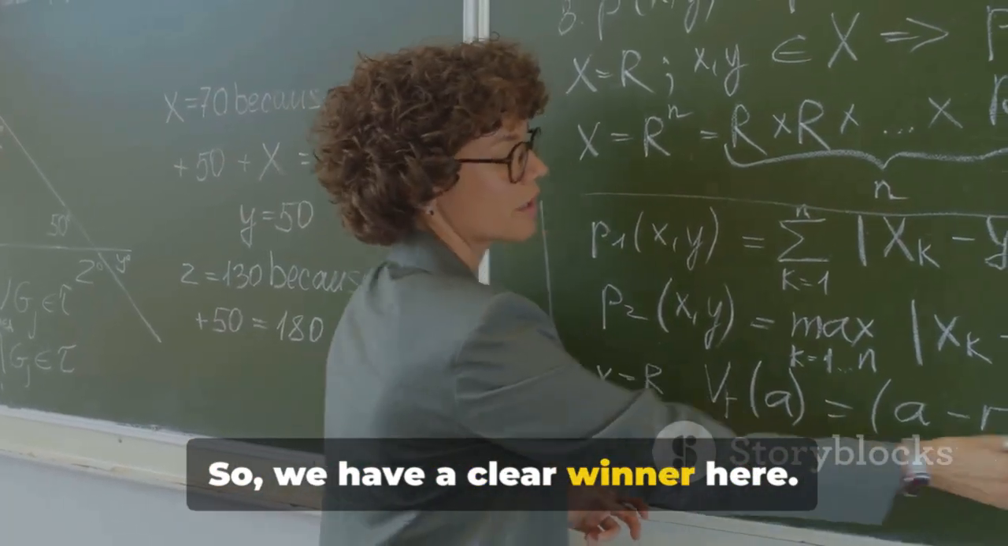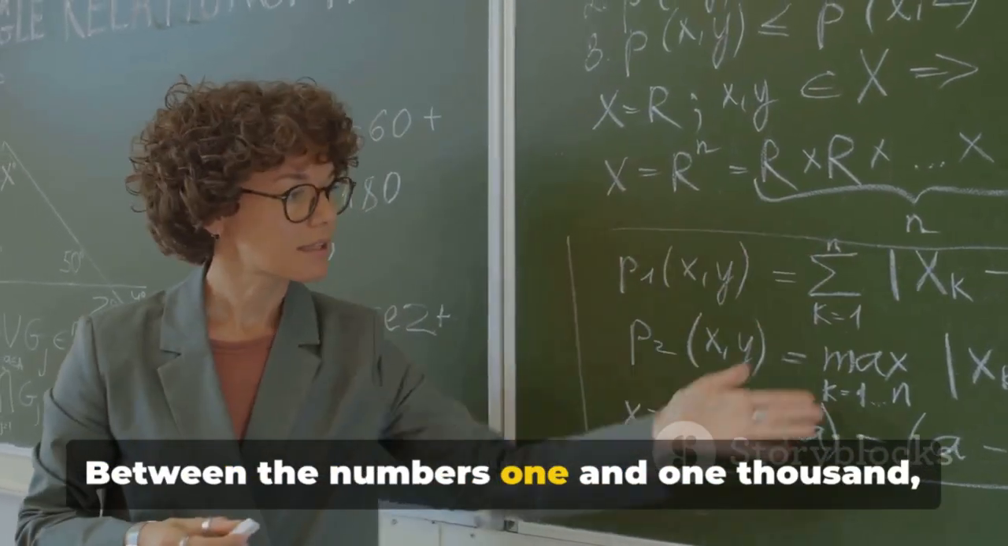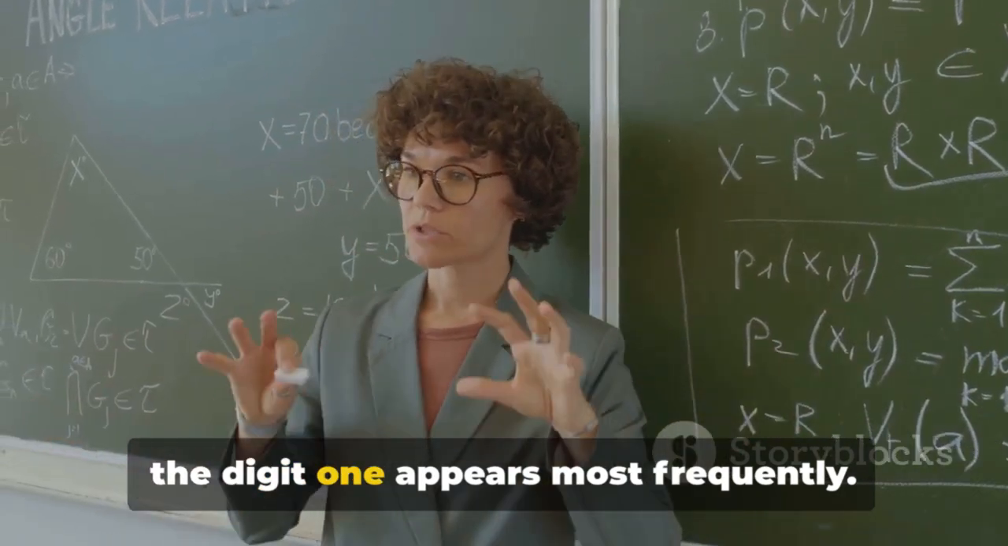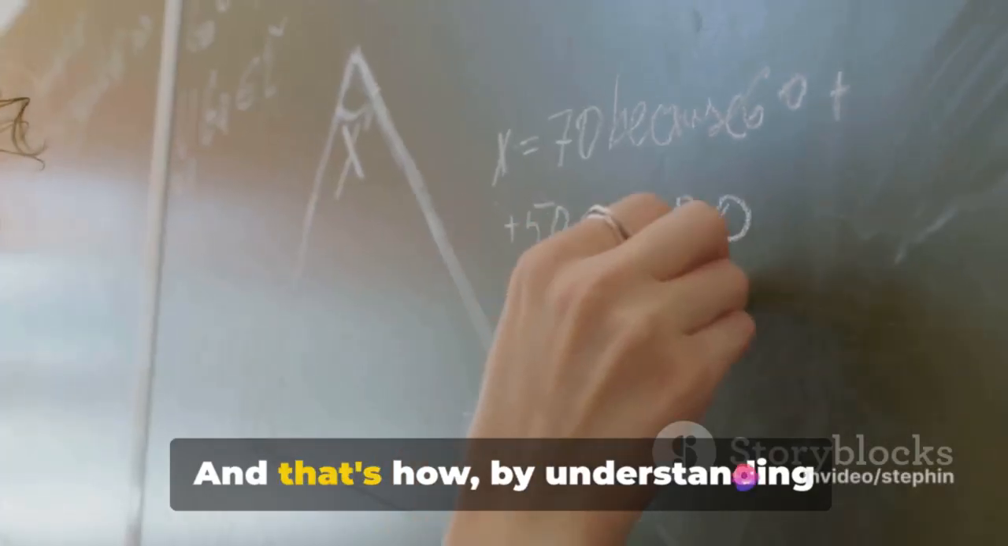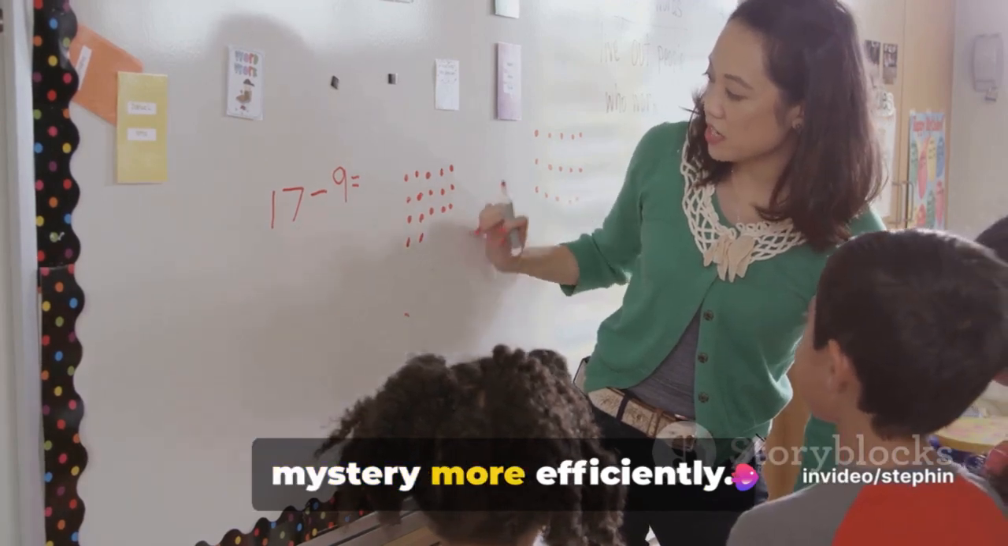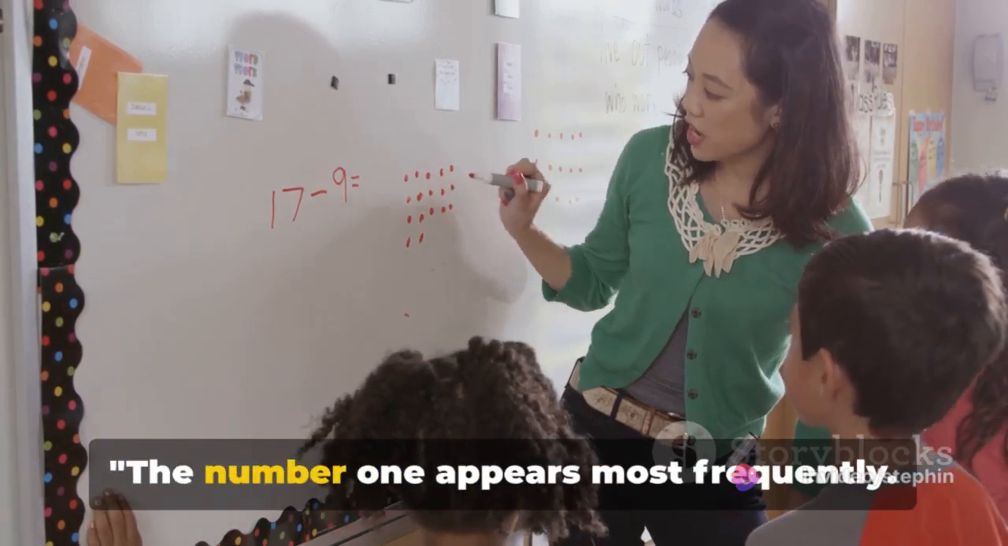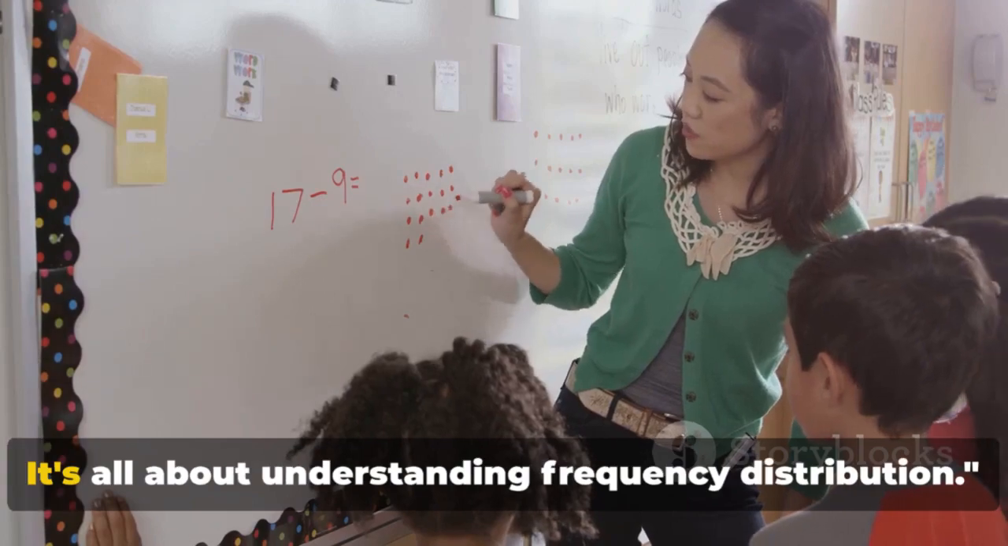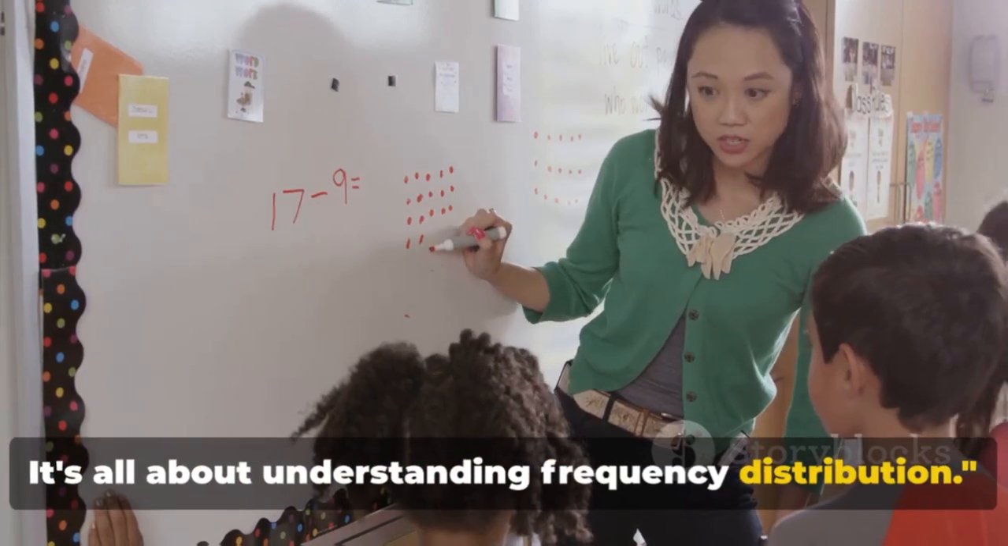So we have a clear winner here. Between the numbers 1 and 1000, the digit 1 appears most frequently. And that's how, by understanding frequency distribution, we can solve this mystery more efficiently. The number 1 appears most frequently. It's all about understanding frequency distribution.